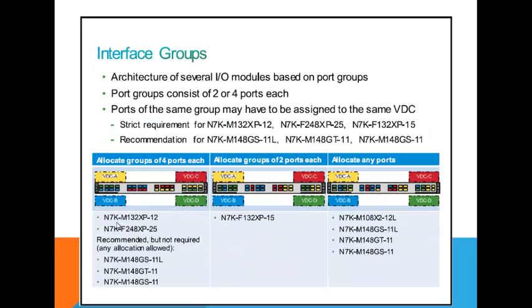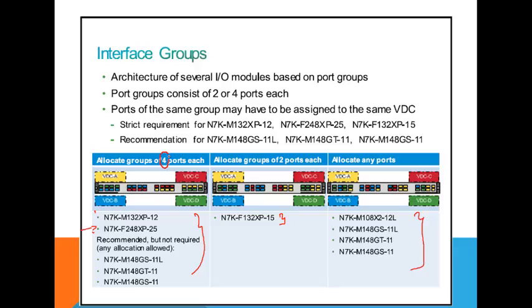Next is interface allocation to a VDC. When we allocate interfaces, when we assign some interfaces to the VDCs, we need to be very careful about the IO module, since these modules are different from the other modules. In what way are they different?